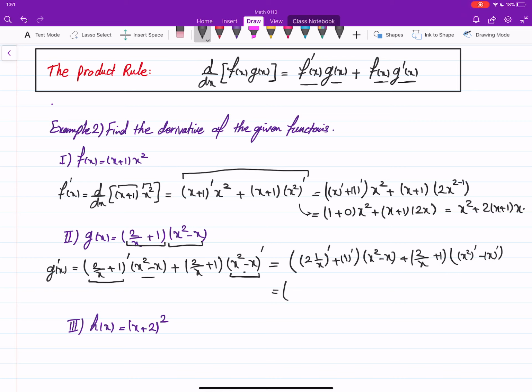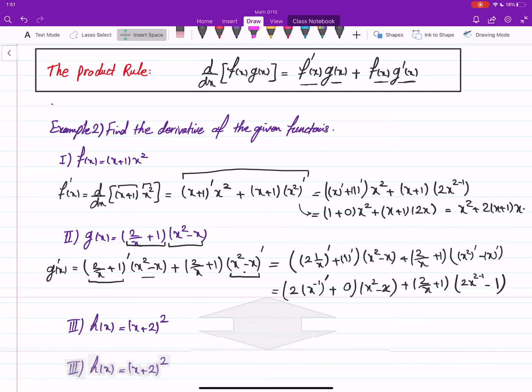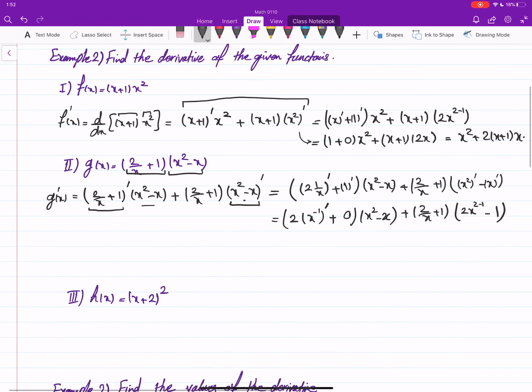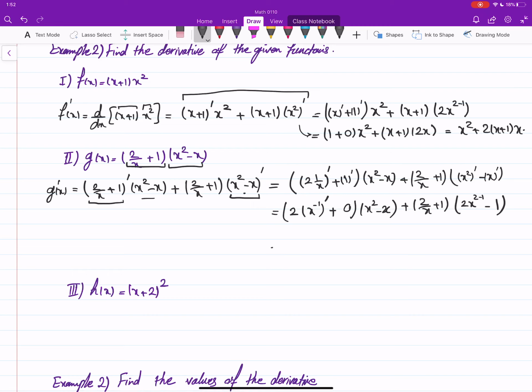Now, one by one, go in. This will be the constant multiple rule. So this is 2 times, I can write 1 over x as x to the power negative 1, prime, plus the derivative of 1, the constant rule says it's 0, times x squared minus x plus 2 over x plus 1. The derivative of x squared is 2x, 2 minus 1, minus the derivative of x, well, let's just use that one. Let me open a little bit of space here for myself. And then here we continue this.